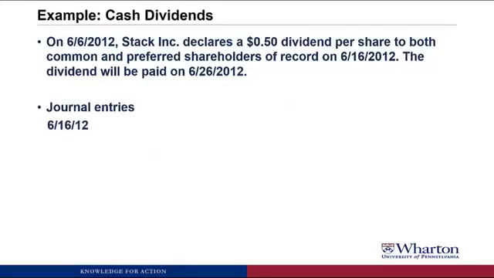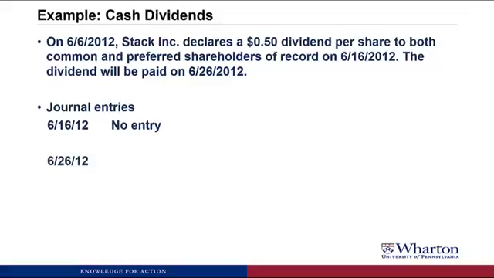Then the next date that we have to look at is June 16th, 2012, which is the date of record. I'll put up the pause sign and you can try to do the journal entry on the date of record. Sorry, trick question. There's no journal entry on the date of record. It's an important date because it's establishing which investors will get the dividend, but we actually record the dividend coming out of retained earnings on the declaration date. We haven't paid it yet, so there's nothing that goes in Stack's financial statements on the date of record.